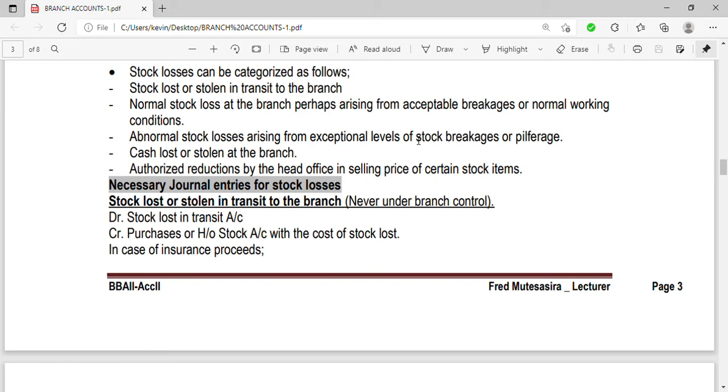So those were the five categories of stock losses. First is stock lost or stolen in transit to the branch, then normal stock loss at the branch, then abnormal stock losses, cash lost or stolen at the branch, then authorized reductions by the head office in selling price for certain stock items. Now let's look at the new journal entries for stock losses.